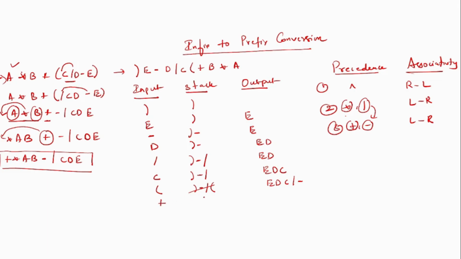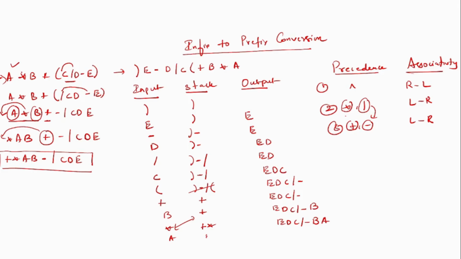Then comes plus, I'll just push plus into the stack, e d c by minus, right? Then comes b. B is not an operator, therefore e d c by minus, and I'll put b here, right? And then comes star. Now as we can see, star has greater precedence than plus, therefore according to rule number 1, if the incoming operator has greater precedence than the operator in the stack, then we push the operator into the stack here, right? Plus star e d c by minus b. Then comes the last token a. I can directly write a here, right?